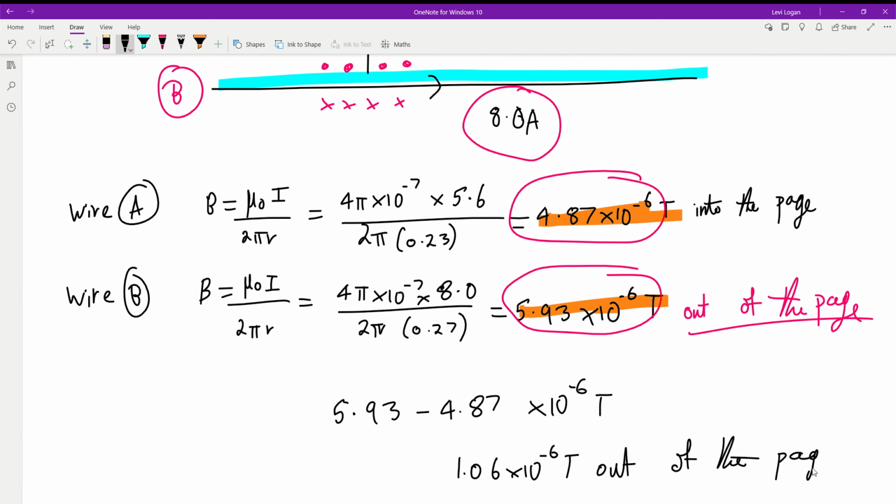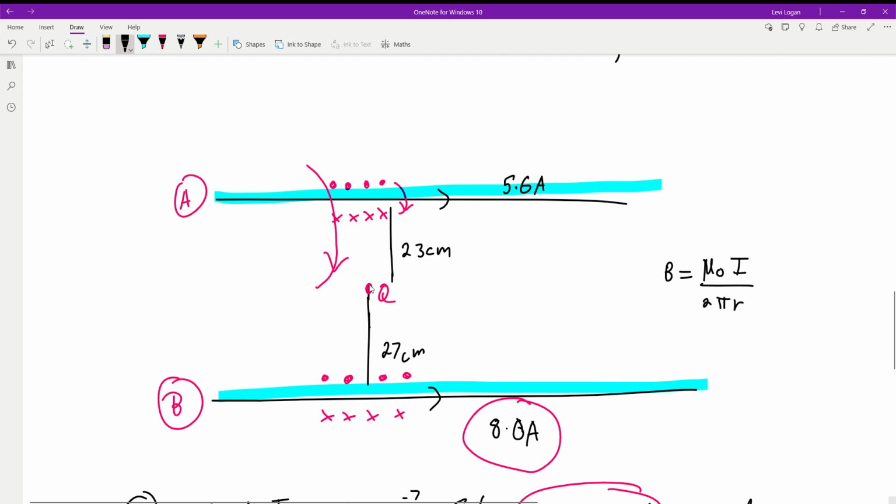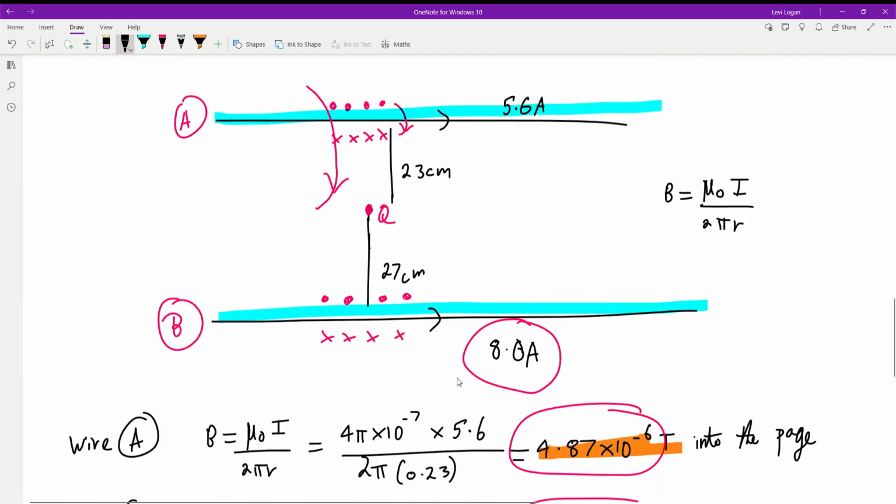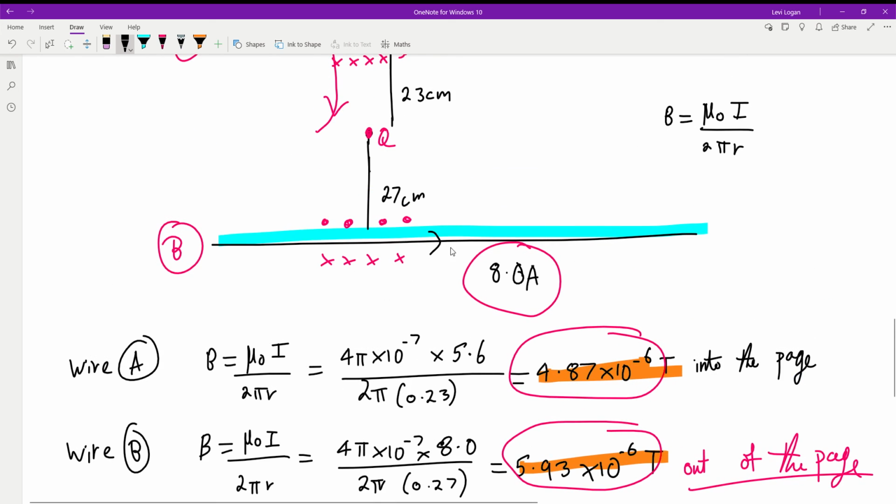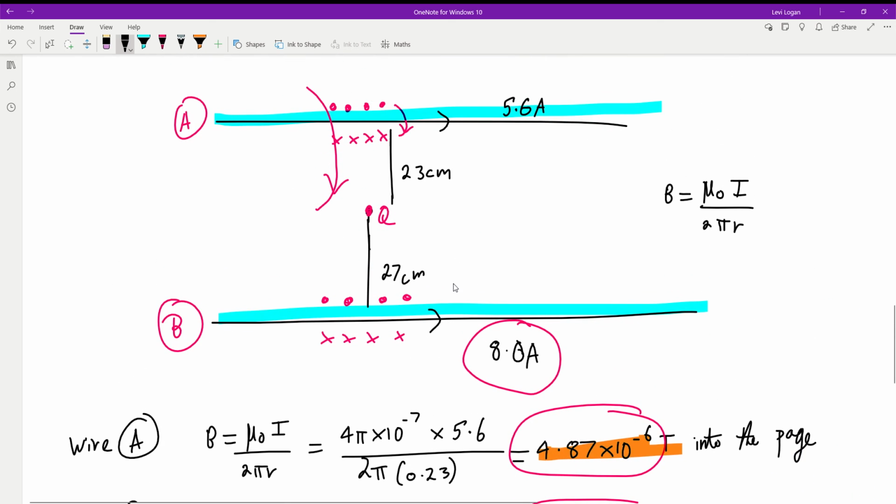So at that point there, it doesn't have a lot of magnetic field strength, but that's only because this magnetic field is cancelling out with this one here. If you had them at the same distance and you had them at the same current, there would be a point halfway where there's no magnetic field strength at all.